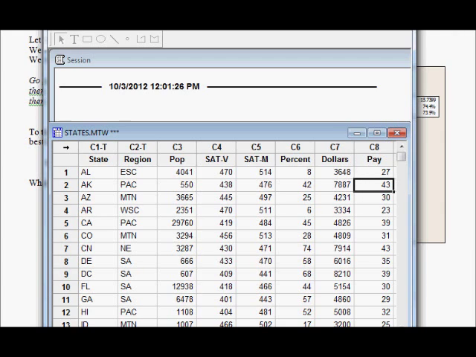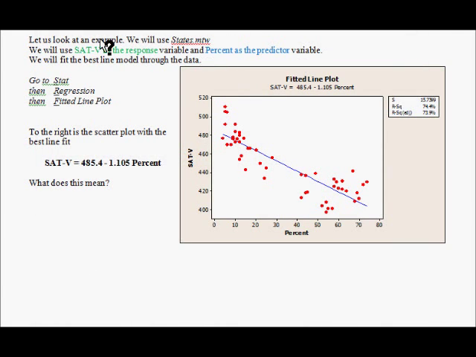So the two we're going to look at are SAT verbal, the average verbal score for the state. That's going to be our y, our response, and percent, the percent who took the test, that's going to be our x, our predictor. And we're going to let Minitab fit the best simple linear regression line here. So we're going to reproduce this plot here in Minitab, and here it tells you how to do it. These are the steps in Minitab to do this simple linear regression and get this plot.